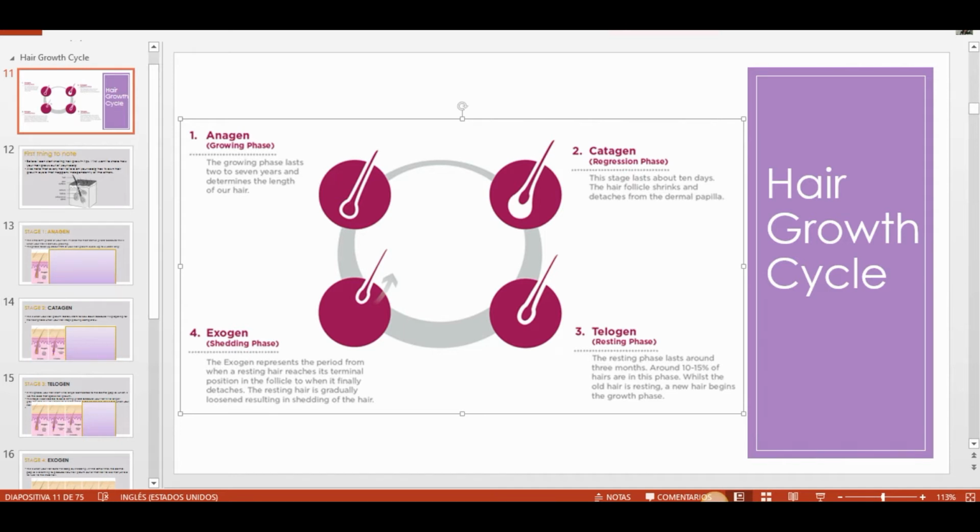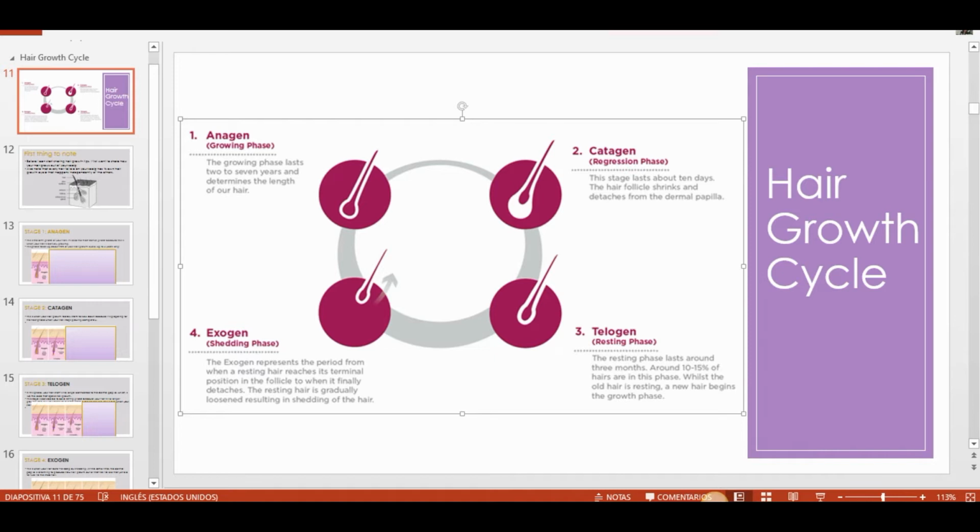All right, so the anagen phase. As you can see here, this is when your hair starts to grow. And it determines the length of your hair because it can keep growing anywhere between 2 to 7 years, meaning that if you have very long hair, it means that your phase is probably very long. If you have short hair and it's very hard for you to grow your hair, that means this phase is probably maybe 2 to 3 years.